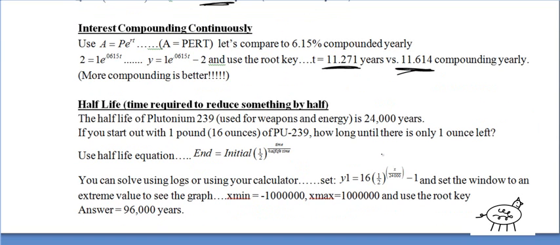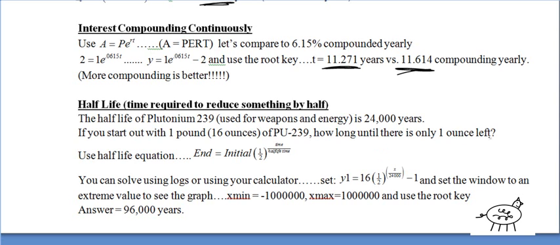All right, last one, half-life. It's definitely a good video game out there, but half-life is also the time required to reduce something by half. The half-life of plutonium-239, used for weapons and energy, is 24,000 years. If you start out with 1 pound of Pu, Purdue University, plutonium-239, how long until there is only 1 ounce left? So we're going to use this half-life equation: the end amount is equal to the initial amount times 1/2, your rate, raised to the time divided by the half-life time.